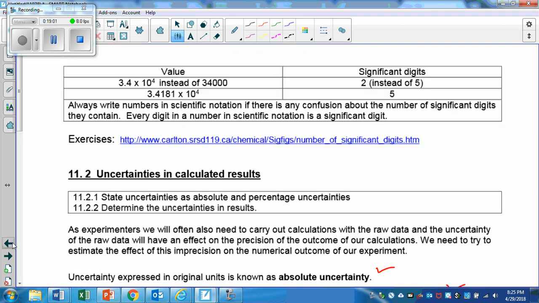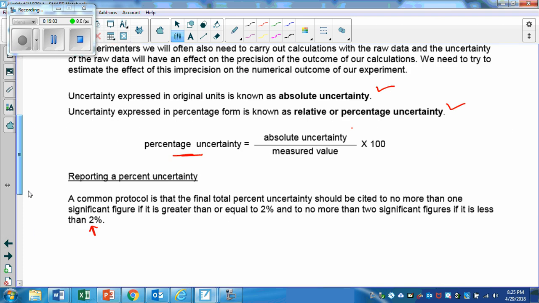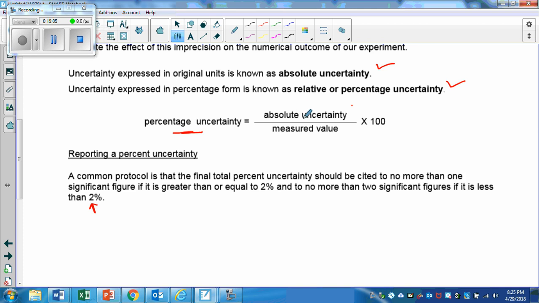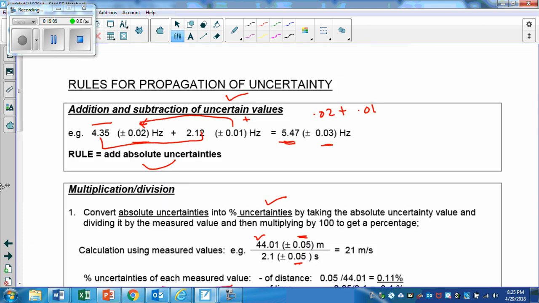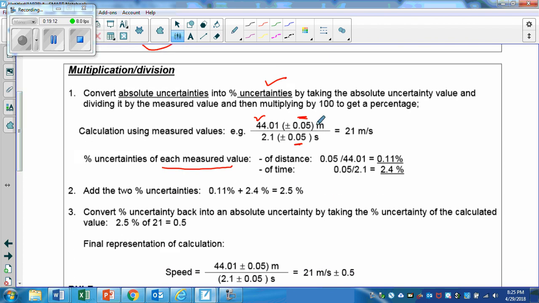You remember the formula here. We take the absolute uncertainty, divide by the value, multiply by 100. So I will take my absolute uncertainty, divide by the value and multiply by 100. Same thing I do for the time, 0.01 divided by 2.1, multiplied by 100. So I have my percentage uncertainties. These are the percentage uncertainties.